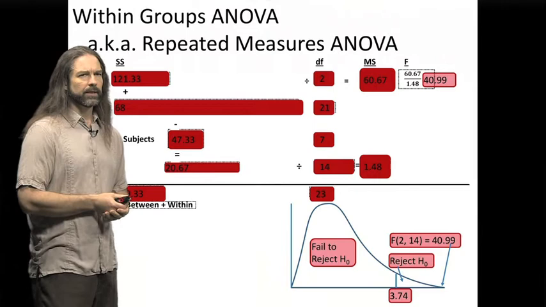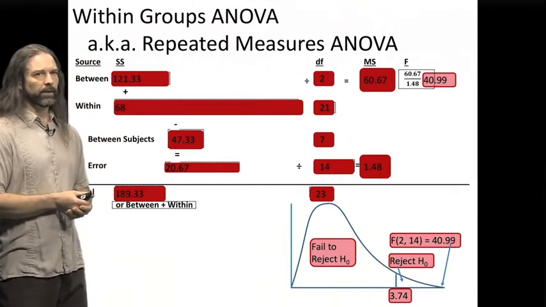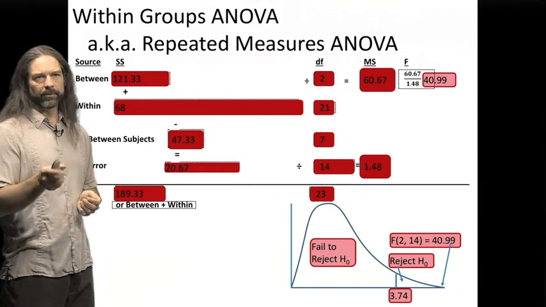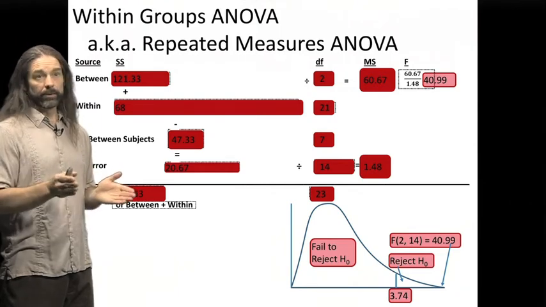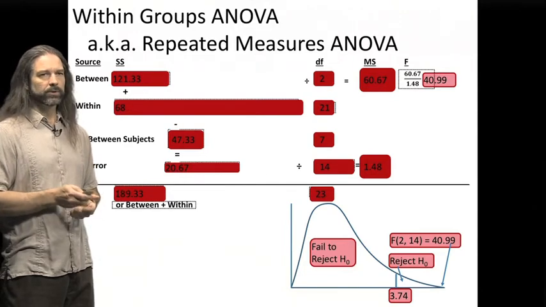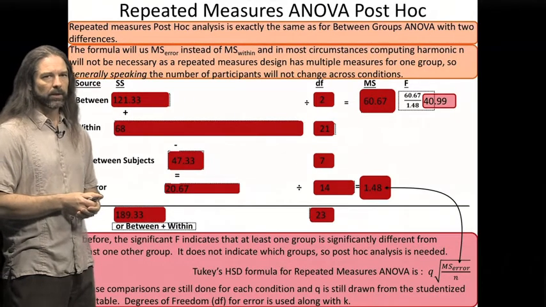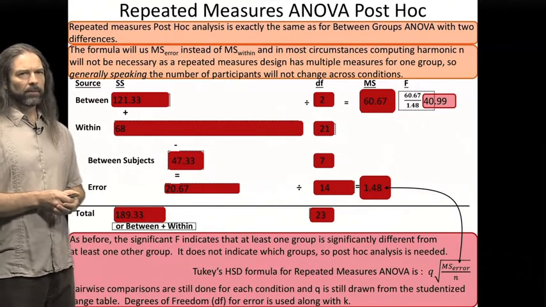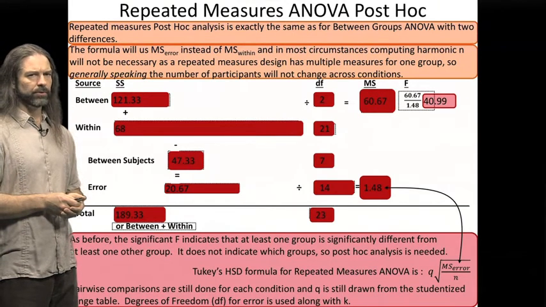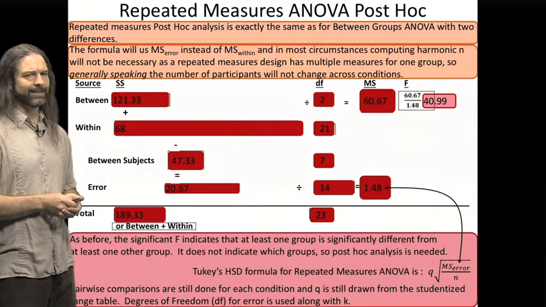So this does indicate, as with the one-way ANOVA, that at least one of the means is significantly different from at least one other, but we do not know which ones. So as before, we need to do the post hoc analysis. We use effectively the same formula that we used before. The Tukey's HSD formula changes only slightly.